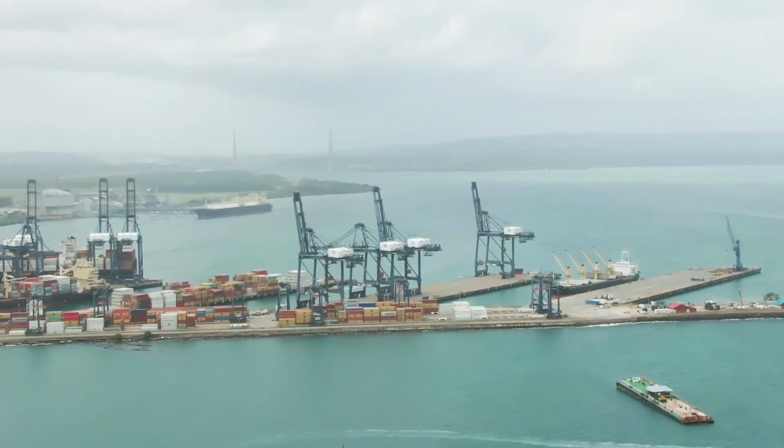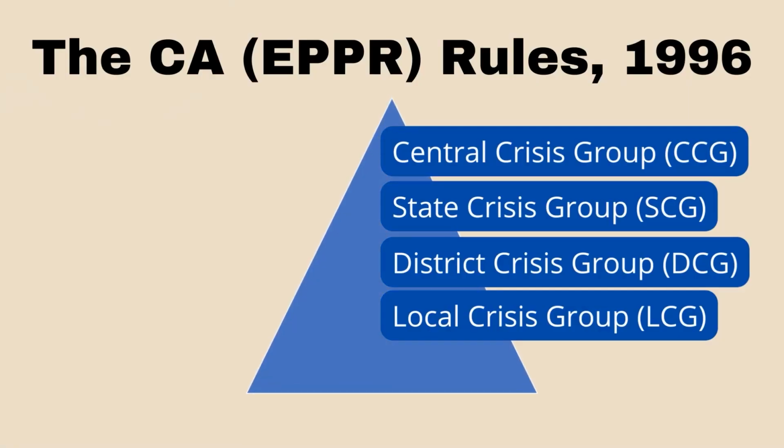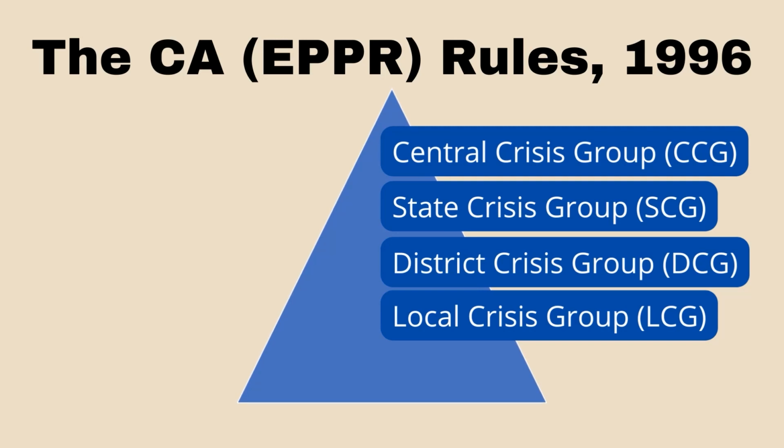The CA Rules 1996 envisage a four-tier structure in which there is a central crisis group at the center, a state crisis group at the state level, a district crisis group at the district level, and a local crisis group at the level of the industry.